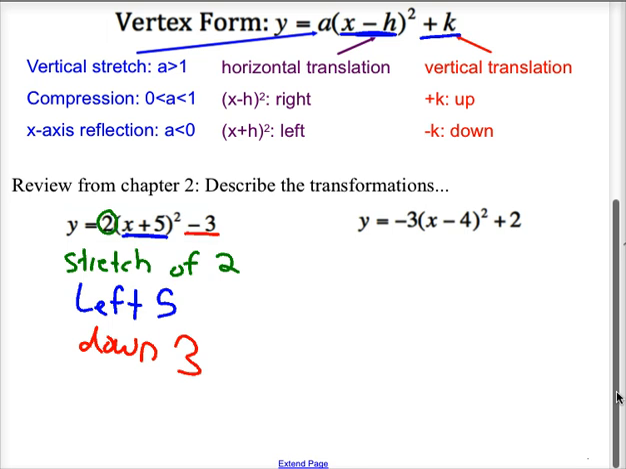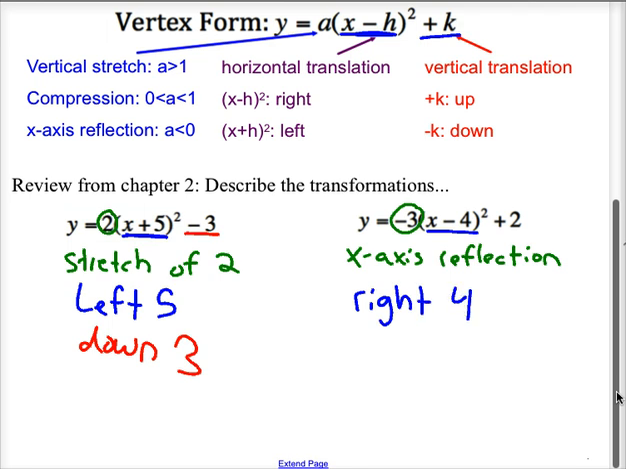This one over here, remember when there's a negative out front, we separate it, we actually call that two things. That is an x-axis reflection, then that is a shift right 4 and up 2. So it is going to be very, very important that we remember those transformations, because that's how I'm about to teach you how to graph.